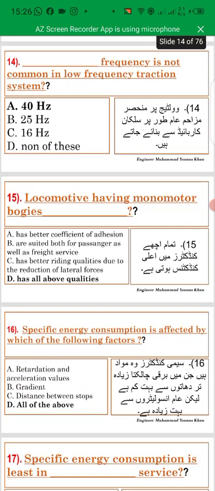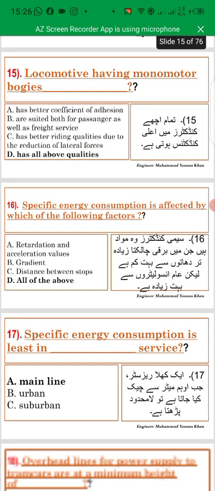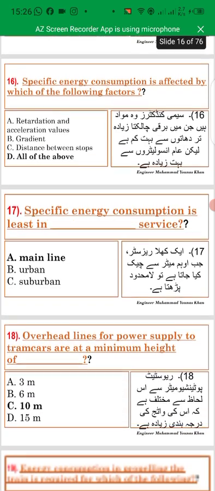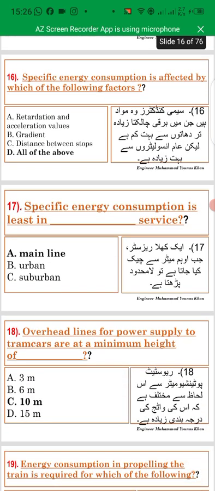40 Hz frequency is not common in low frequency traction system. Locomotive having monomotor bogies has all the above qualities, meaning it has better coefficient of adhesion, is suited for both passenger as well as freight service, has better riding qualities due to the reduction of lateral forces. Specific energy consumption is affected by which of the following factors? Retardation and acceleration values, gradient, distance between stops.